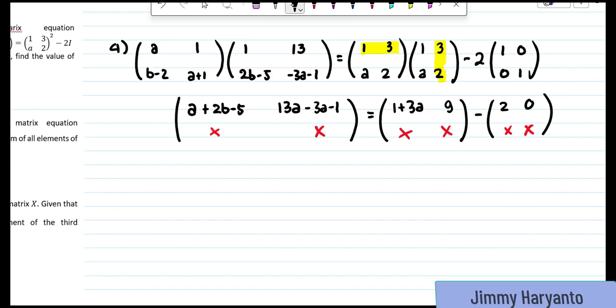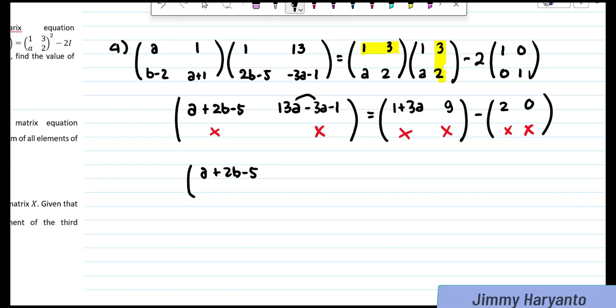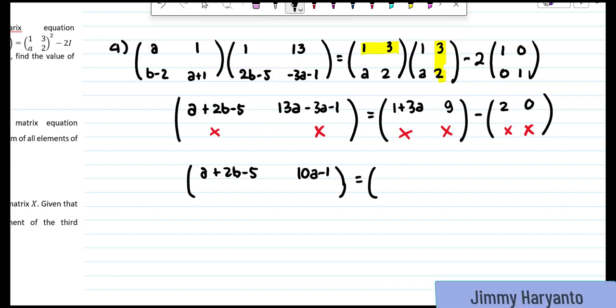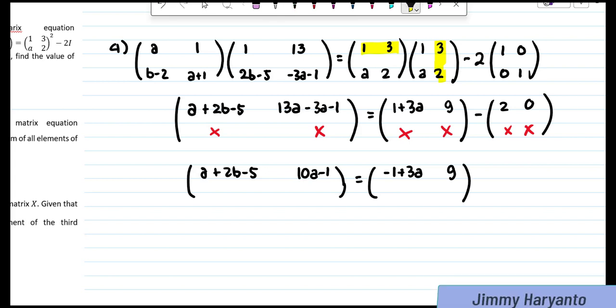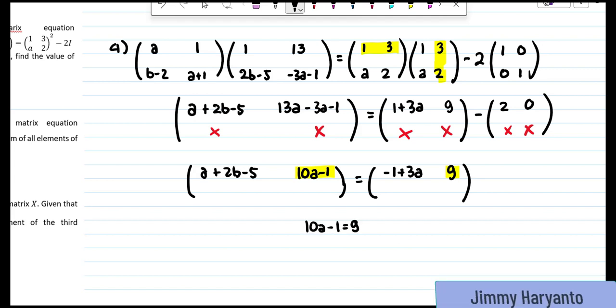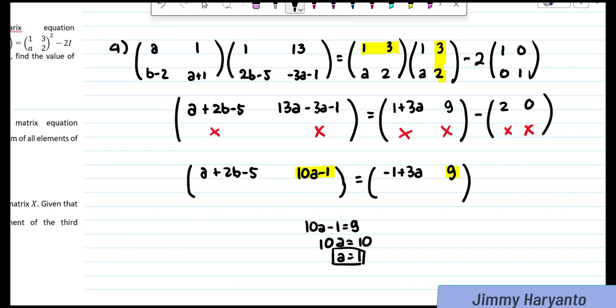Okay, so let's simplify the right hand side first. 13a we can subtract this one. We'll have 10a minus 1 equals to, this one will become 1 minus 2 equals to negative 1 plus 3a, and then 9 minus 0 will be 9. Okay, so let's do this one first. You'll have 10a minus 1 equals to 9, 10a equals to 10, and then a will be equals to 1. So this is the value of a, and then you will do the blue.